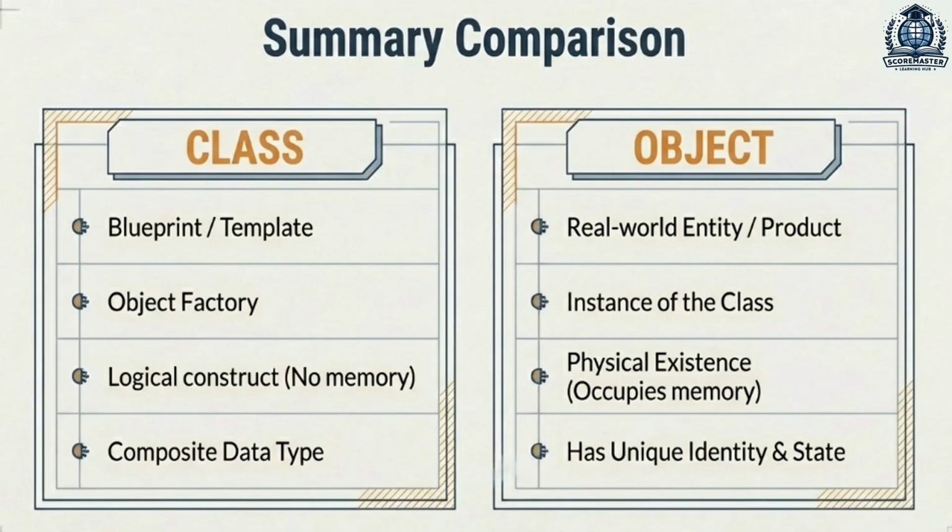Recap. Class: blueprint / template, factory, logical construct, no memory, composite data type. Object: real-world entity / product, instance of the class, physical existence, occupies memory, has unique identity and state.